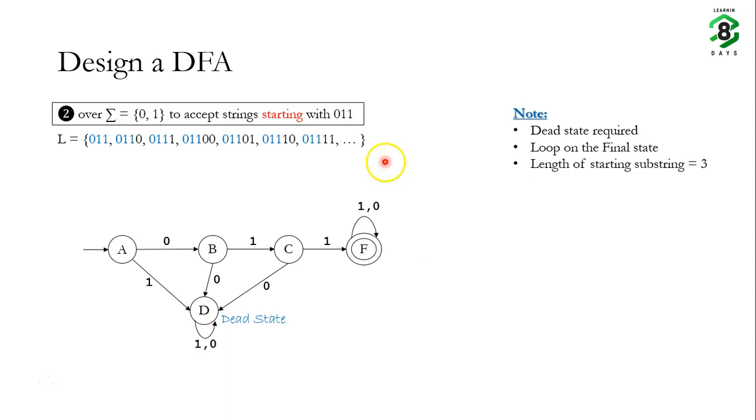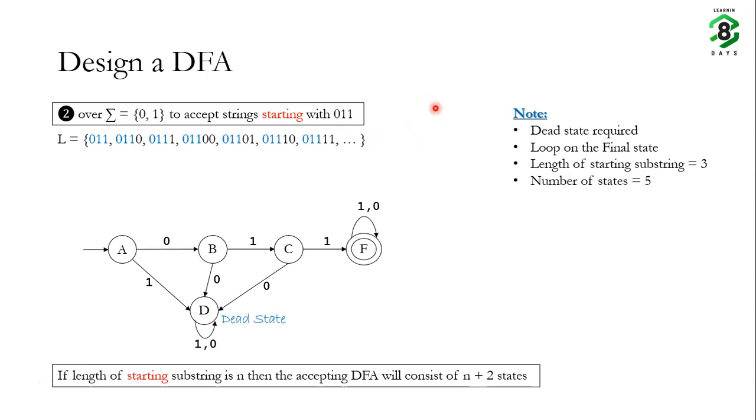The length of the starting substring in this case is 3. The starting substring was 011, and the number of states required was 5. So whenever you get a question in the exams which tells you to accept a DFA for all strings starting with a given substring, check the length of the substring.